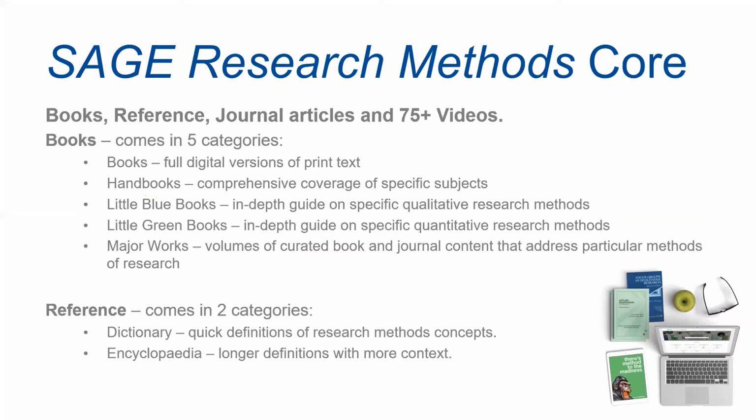So we have books and handbooks, which are essentially just full digital versions of print texts. The handbooks offer a slightly more comprehensive coverage of a specific subject area. So they go into less detail than the books, but if you just access one book, you should be able to have everything there. We also have our little blue books and little green books. So these are special to Sage in that they're a series of books.